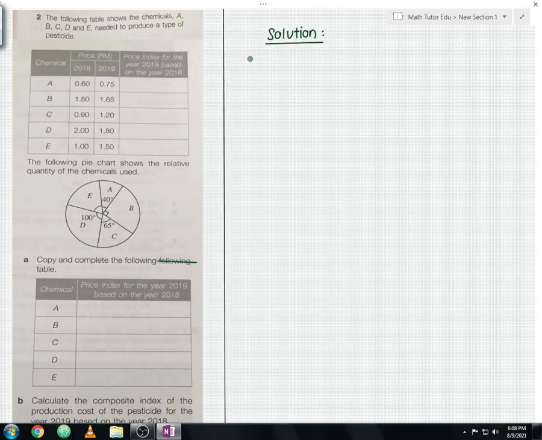Now I'll be discussing Form 4 Additional Mathematics Chapter 10 Index Numbers HOTS question Example 2.